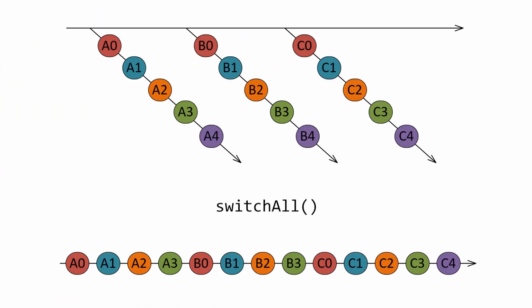So if you look at that on the diagram, similar startup to what we had with the merge all, but now, rather than them interleaving, we can see that as soon as we get the first B, all the A's are terminated. As soon as we get the first C, the B's are terminated.